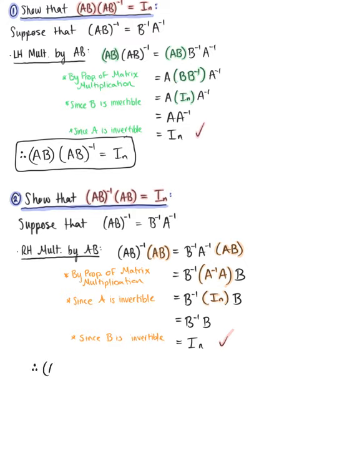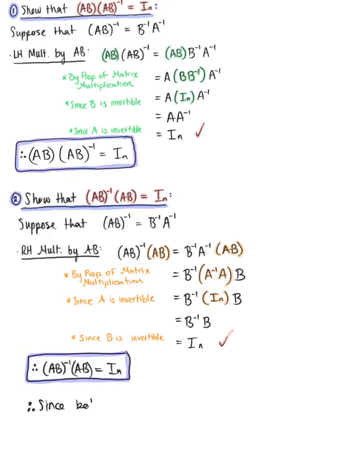So in regards to case 2, what have we shown? Well, therefore, the inverse of the product AB multiplied by the product AB is equal to the n by n identity matrix. And we're ready for the finale. We can say that therefore, since both cases hold true, we have officially confirmed that the product matrix AB is invertible. Hooray! This completes the proof of property number 2.